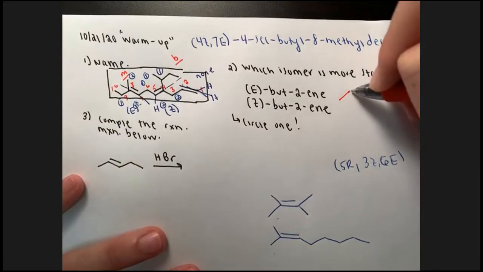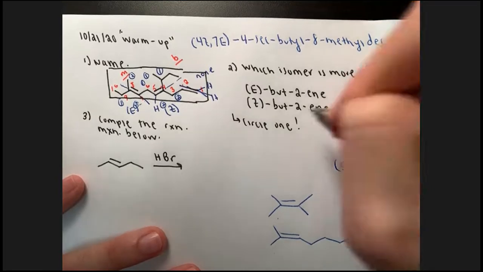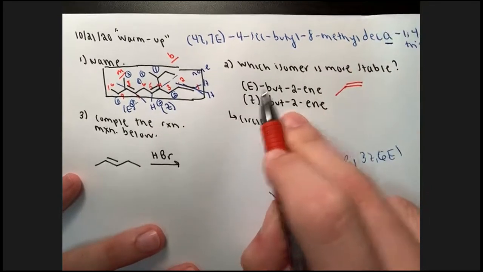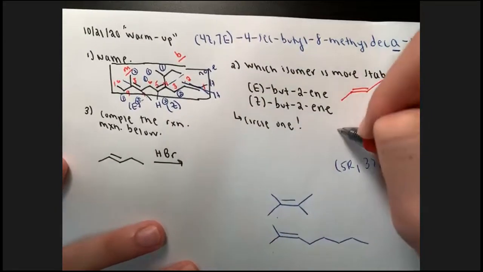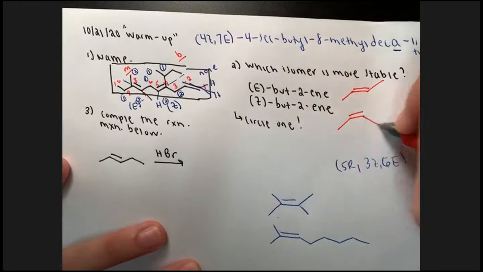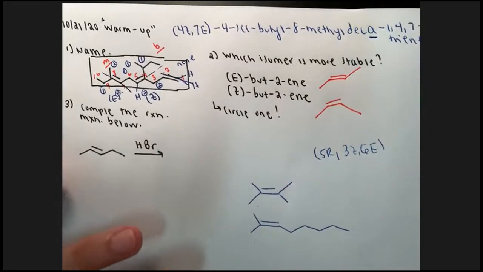Okay, so here's definitely where my pi bond is going to be. And remember that pi bond has to be E. So E. And then Z-but-2-ene is probably, okay, here's my pi bond, but it's Z. So something like that. Which one is more stable?